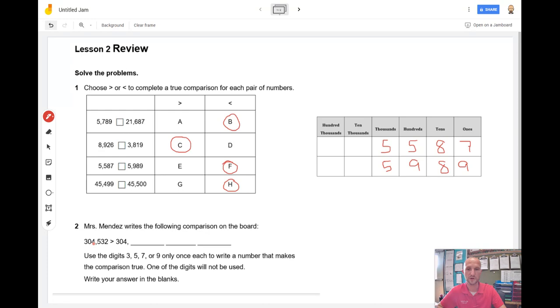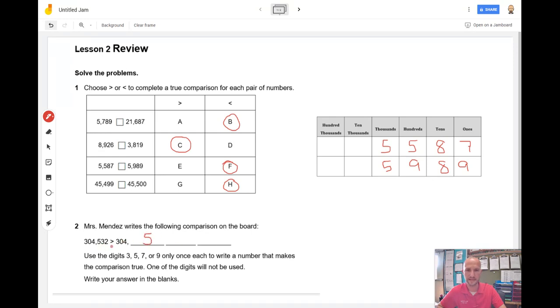Okay, so I see a 3, 0, 4, 3, 0, 4. So they're the same in the thousands period, right? So my hundreds, I have to make sure I'm making something that's going to be less than this first number. So I could use a 3 here, because that would be less than the 5. Okay, let's explore if I used a 5 here. I used a 5.